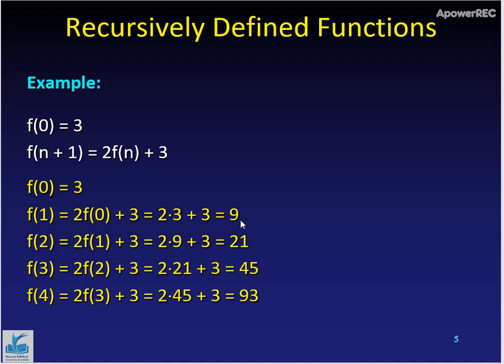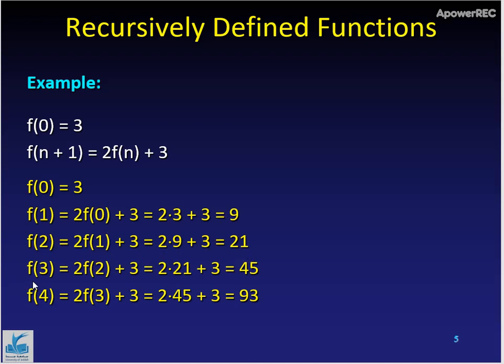n equals 1. Similarly, at n equals 2, we double the value of the function at the previous value, which was f of 1, which is given as 9. So we have 9 times 2, and then we need to add 3 on top of it to get the value of the function at n equals 2.